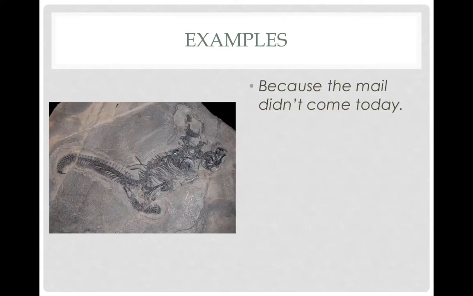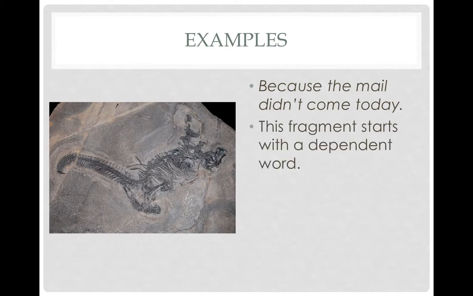For our second example, because the mail didn't come today. This sentence is a little bit different. It's still a fragment, this time because it starts with a dependent word. Now your book, if you'll use your index, it gives you a couple of handy charts of different dependent words. A very common one is the word because. The word because makes a certain promise to your reader. It says, okay, I'm going to show you a cause and effect relationship between two things.